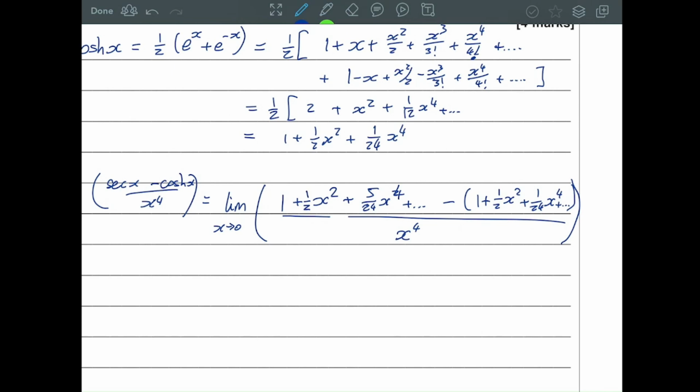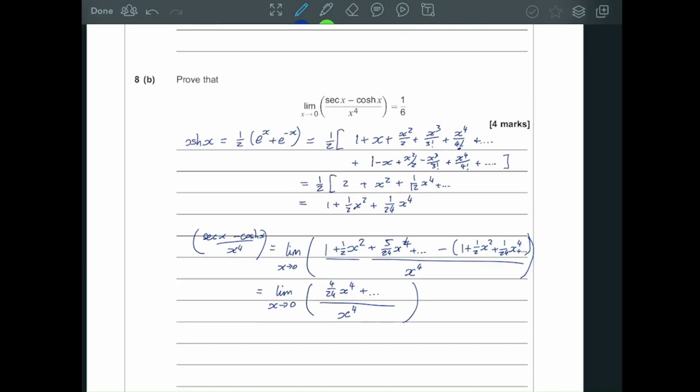And that thought process is exactly how you get rid of silly errors. When you think something looks off because it's not doing what you expect it to do, go and check, go and look for where that error could have come from. And now if I do that subtraction, the 1's cancel, the half x squareds cancel. I'm left with 5 over 24 minus 1 over 24. I know I can simplify this, but I don't want to show off the answer too early. Plus dot dot dot over x to the 4.